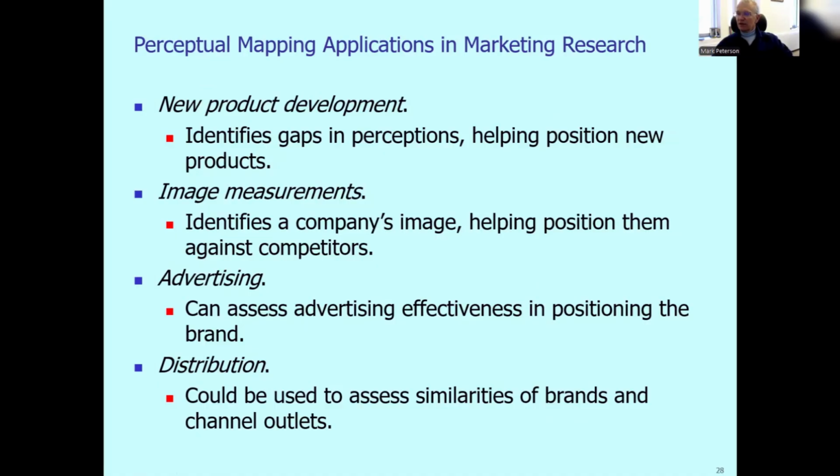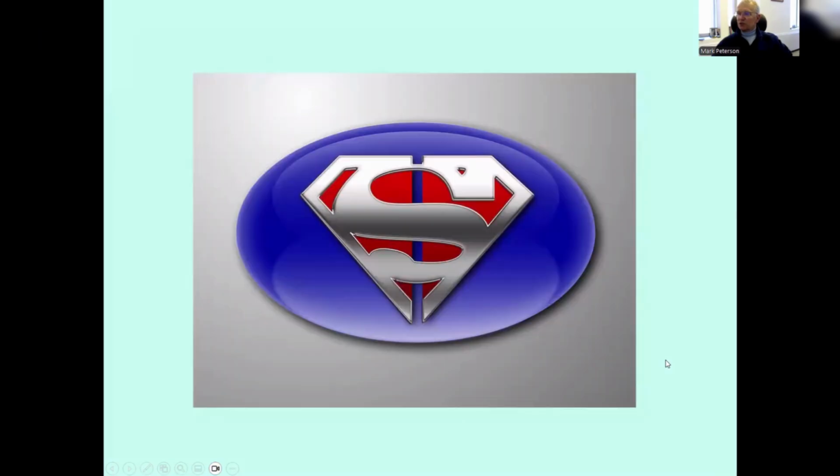Perceptual mapping is also used for new product development, looking at the gaps and where you can place your new innovation in a positioning scheme. Image measurements and advertising, like we just discussed, are all possible. So the multiple groups are important to marketers, and thank you for being with us today.